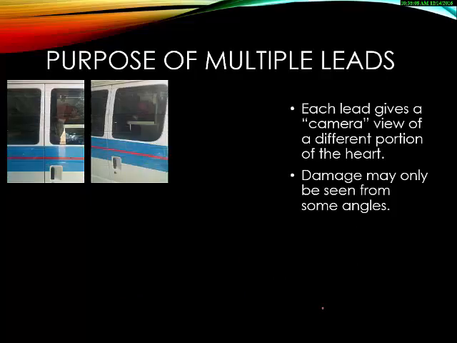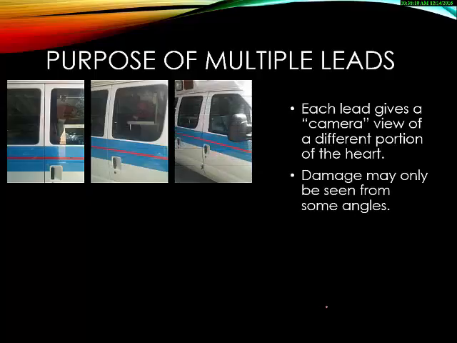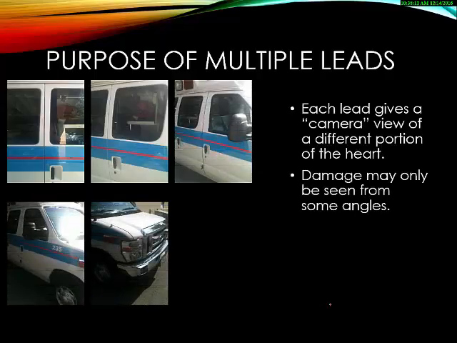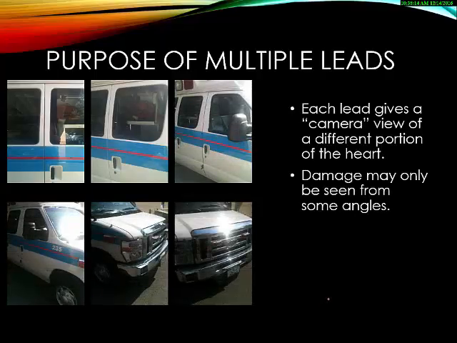We talked a little bit about the leads, the purpose of multiple leads, and basically we're getting a different camera view of the heart so we can see different areas of the heart and know if there's damage. So if there was damage on the front of the heart right here, all these pictures up here would have been fine, and the physician would have been very happy until he looked at the front, and then he would have seen, oh, there's some damage there.